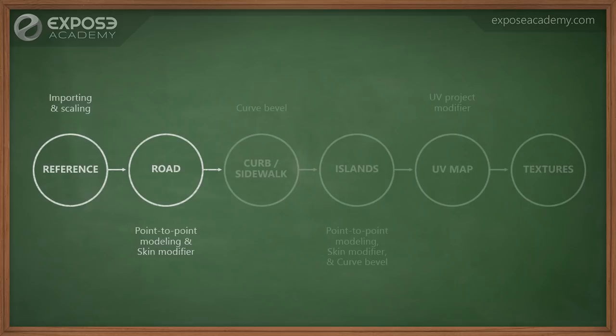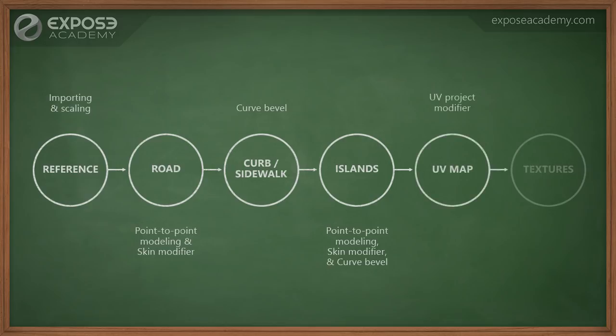Next, we create the road using the point-to-point technique and the skin modifier. Then use the mesh editing technique to fix the corners. Next, we create the curb or the sidewalk using the curve bevel method. Then, we create the island using the same technique we used for the sidewalk. Then we use UV projection method instead of UV unwrapping for faster workflow and better flexibility. Finally, we add the materials and textures.